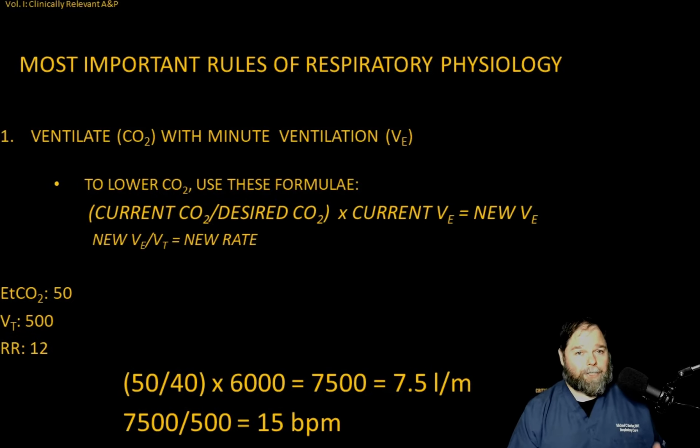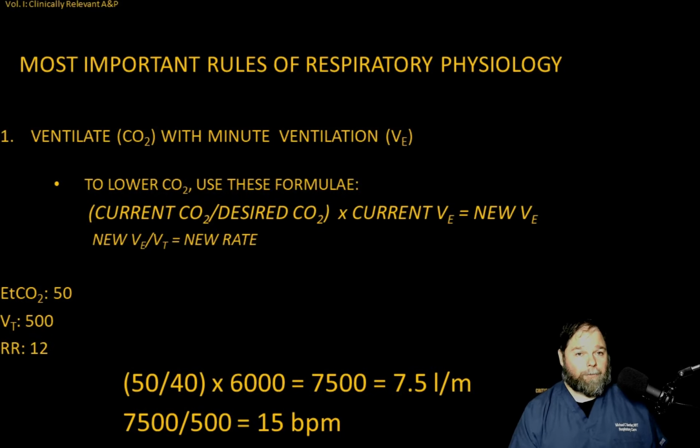There is a linear relationship between minute ventilation and your CO2. Now, this formula was meant to work with PCO2, but as long as you have a reasonable expectation these things correlate, then you can also think about this in terms of end-tidal CO2. So our example here is we have an end-tidal CO2 of 50, tidal volume of 500, rate of 12. First thing we want to do is know what our minute ventilation is. In this case, our minute ventilation is our tidal volume times our respiratory rate. So 500, or 0.5 liters, times 12 will give us 6 liters a minute.